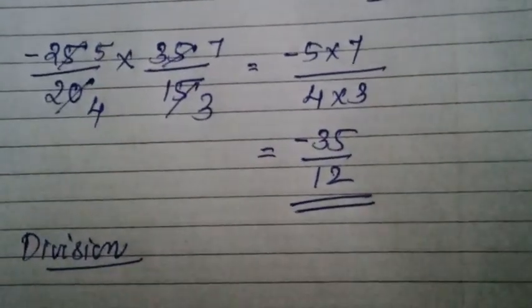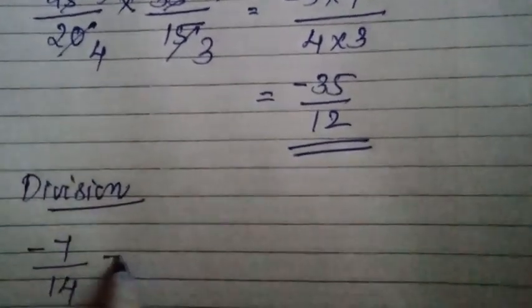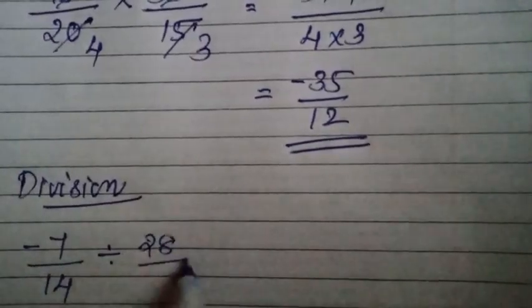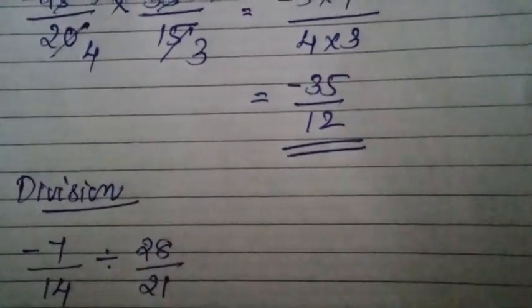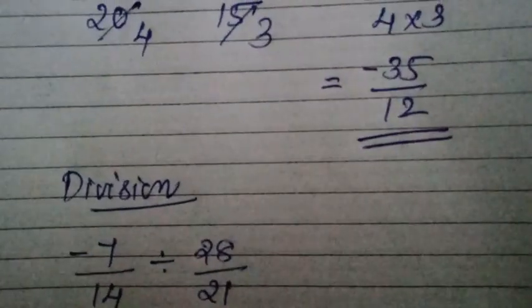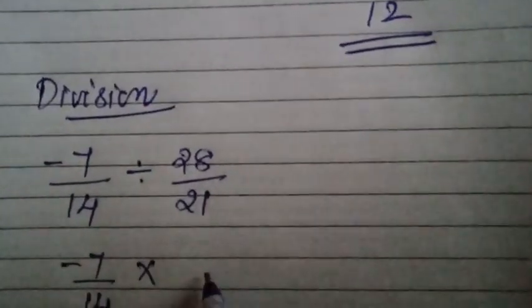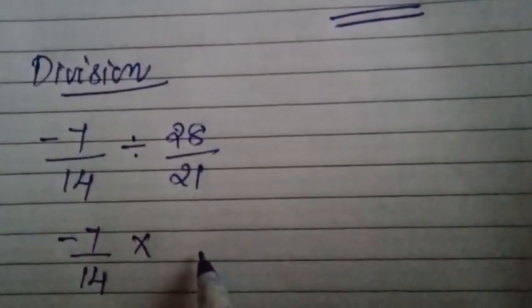Next we will do the division. First I will write for you minus 7 by 14 divided by 28 by 21. How we will do division? Write minus 7 by 14 like this. Then change the division sign to multiplication. Then take the second number's reciprocal. That is, the reciprocal of 28 by 21 is 21 by 28.